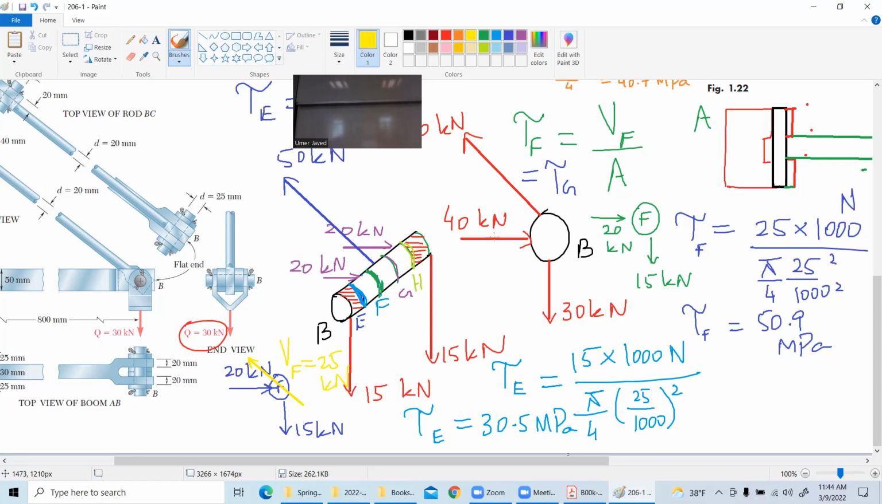This is the force, and this is the area. This is the pin, and this is the load. The bracket can slice the pin right from here, so this is the portion where it can slice. So it will be the force divided by this area: 20 divided by this one area. I consider this because of the shear stress.